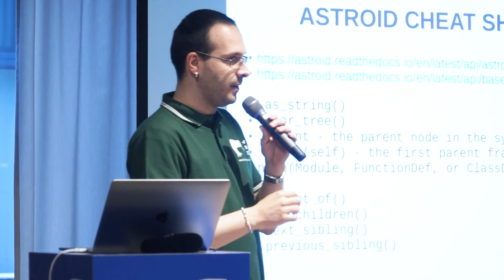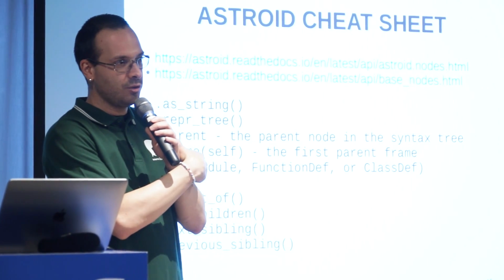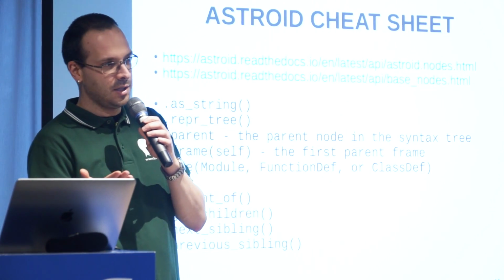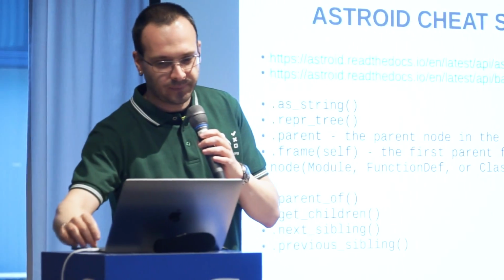Astroid is again very well documented. This is the documentation. 99% of the time, what you need from this documentation is the reference to all the node classes, because you need to know their names to be able to inspect them.